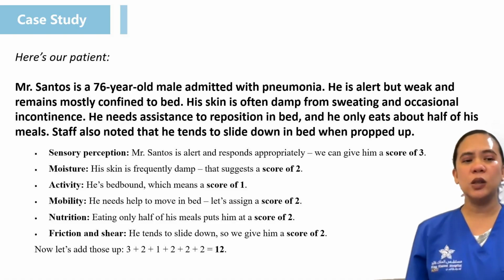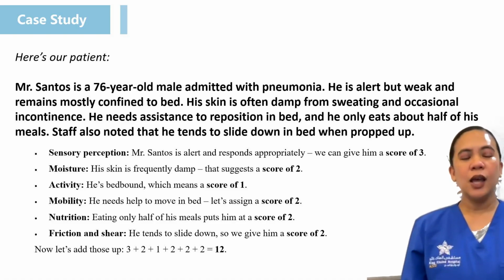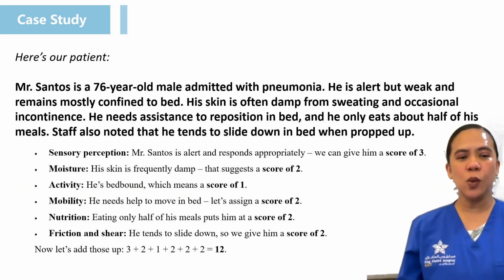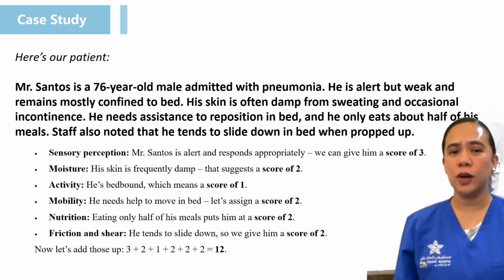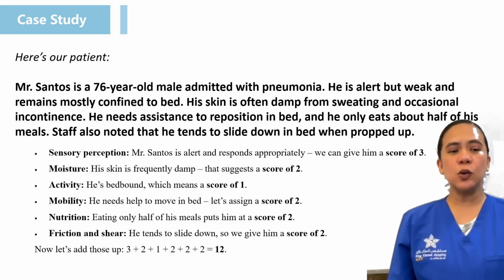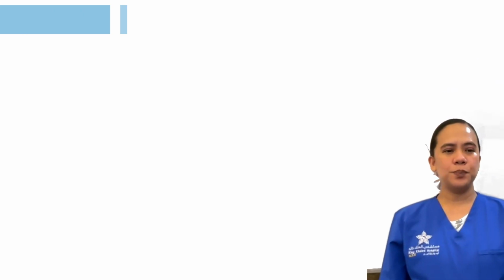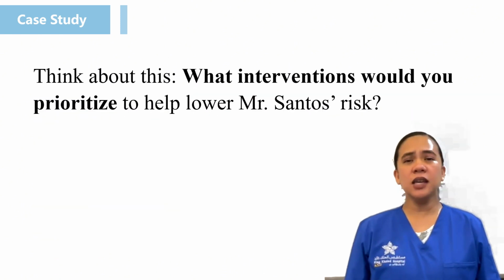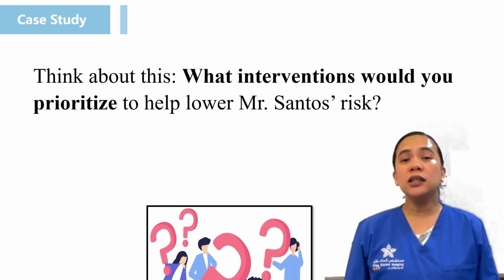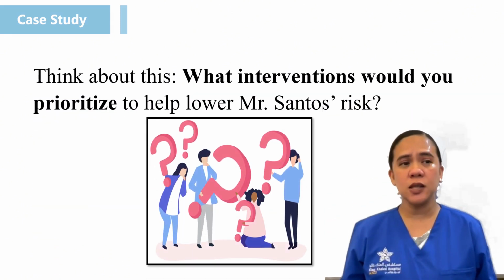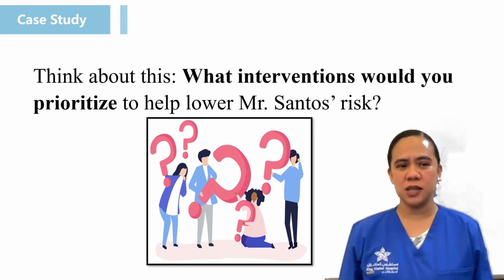Now, let's add those up. 3 plus 2 plus 1 plus 2 plus 2 plus 2 is equal to 12. With a Braden score of 12, Mr. Santos is at high risk for developing pressure ulcers. Now, for your activity, think about this. What interventions would you prioritize to help lower Mr. Santos' risk?